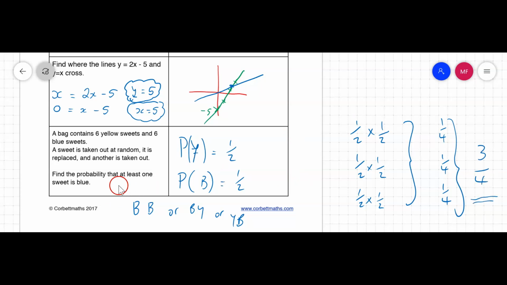Now the fast way to do that is to do the opposite and say what's the chance of having no blues? Well, the chance of having no blues is yellow and yellow, and the probability of a yellow and yellow is a quarter, and then you take that away from 1 to give you 3 quarters.